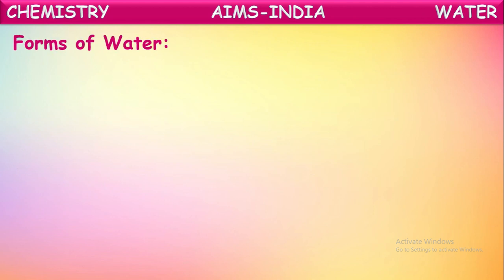Forms of water. So now we are going to see different forms of water. In how many forms does water exist for us? We know it is available in three forms. In three physical states it is available to us. What are the three physical states? Solid state, liquid state, and gaseous state. This is one of the important properties of water. Even at normal temperature, water can exist in three different states: solid, liquid, and gas.